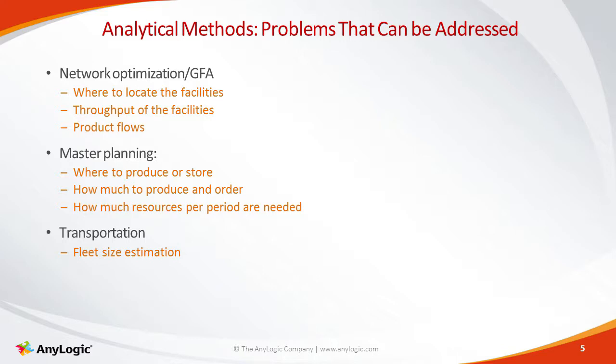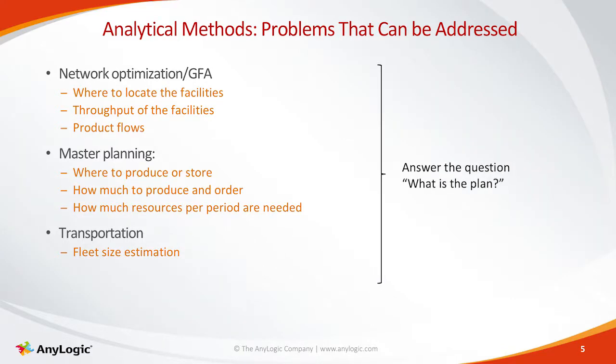Basically, it means that you may calculate your inventory at the beginning of the period and at the end of the period, and you also know how much goods you have to ship within the period or will receive within the period. And actually, in the analytical model, nothing happens within this period. You have just the beginning and the end, nothing else. It also allows you to solve some transportation problems, for example, fleet size estimations. And if you try to generalize that, with analytical methods, you answer the question, what's the plan? What do you have to do?